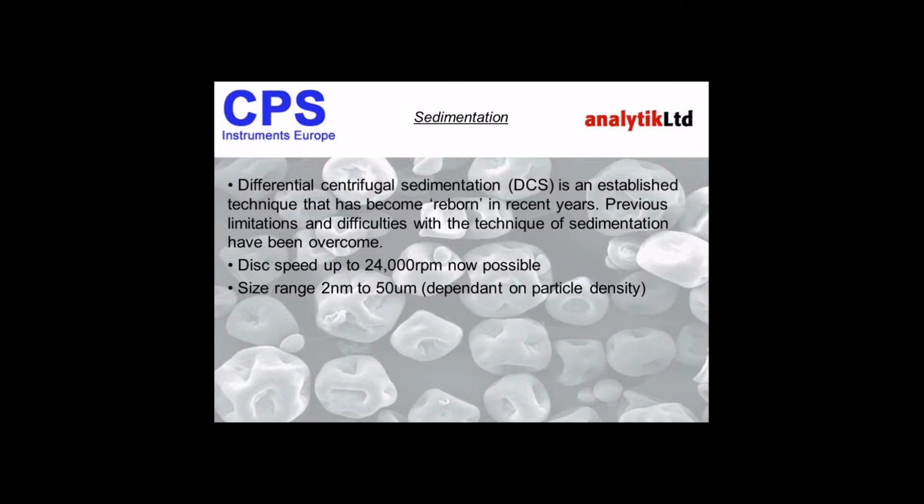As I mentioned, we don't use a column or a beaker, but the most common design for DCS instruments is a hollow optically clear disc, which is driven by a variable speed motor. DCS is now a very powerful tool for measuring nanoparticle distributions down to 2 nanometers in size. So the practical range is anywhere from 2 nanometers up to 50 microns, dependent on particle density.